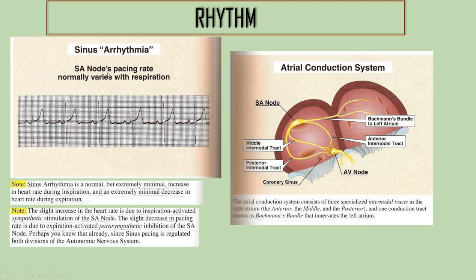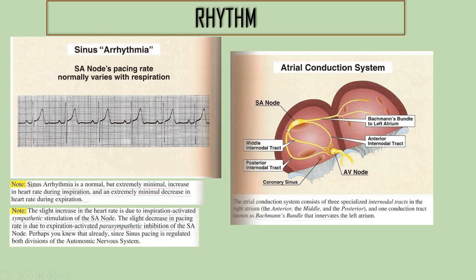Sinus arrhythmia. The SA node's pacing rate normally varies with respiration. Note, sinus arrhythmia is a normal but extremely minimal increase in heart rate during inspiration and extremely minimal decrease in heart rate during expiration. The slight increase in the heart rate is due to inspiration-activated sympathetic stimulation of the SA node. The slight decrease in pacing rate is due to expiration-activated parasympathetic inhibition of the SA node. Perhaps you knew that already, since sinus pacing is regulated by both divisions of the autonomic nervous system.